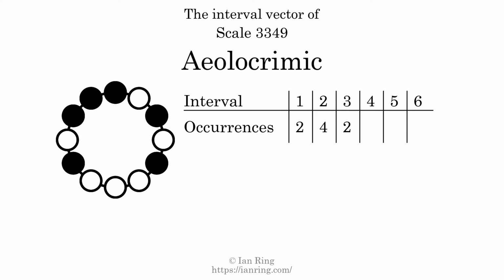There are 2 intervals with the size of 3 semitones. They are here and here. There are 4 intervals with the size of 4 semitones. They are here, here, here, and here. There is 1 interval with the size of 5 semitones. It is here. There are 2 intervals with the size of 6 semitones. They are here and here. Each interval does not appear in this scale a unique number of times, so this is not a deep scale.